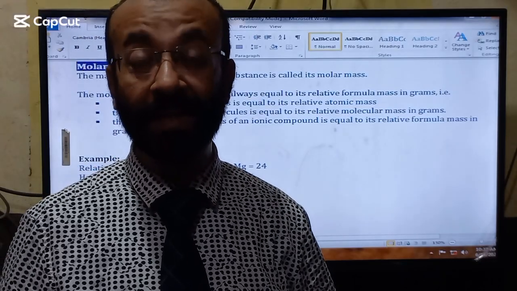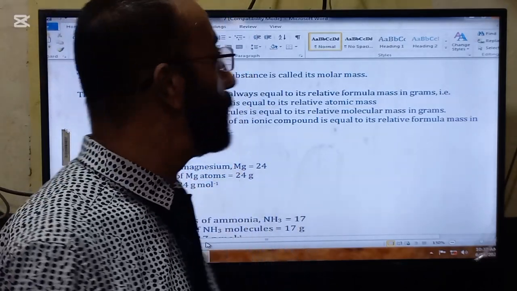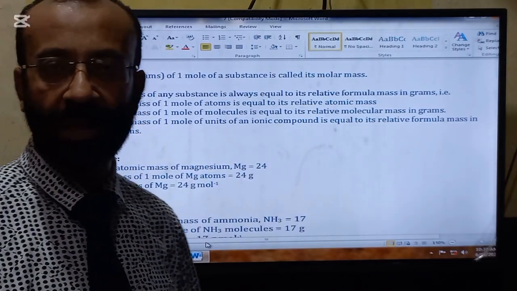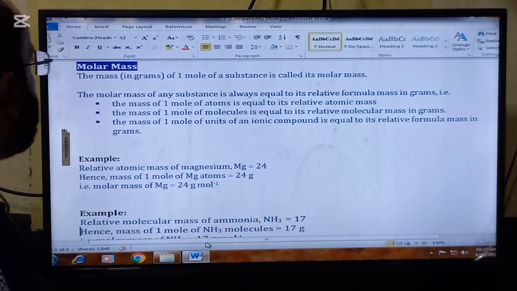Good morning, students. Today's topic in the subject of chemistry O-level is molar mass. This is a technical topic, so concentrate yourselves. We are going to start now.